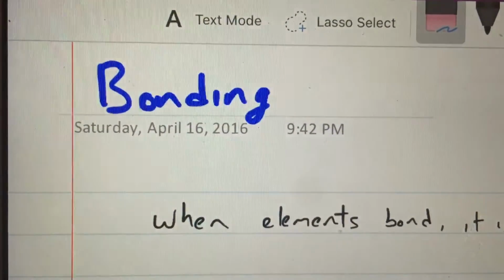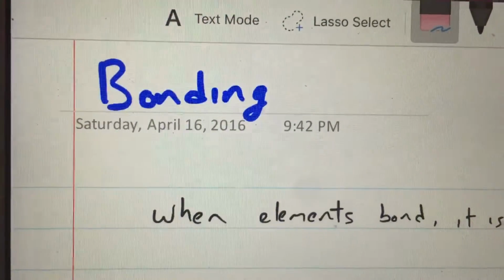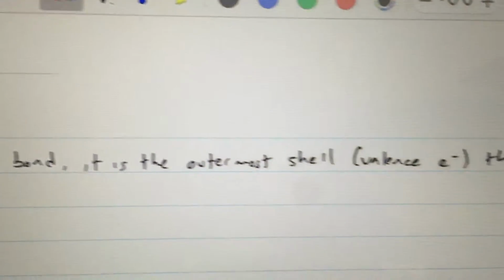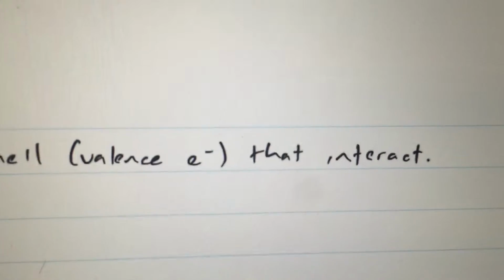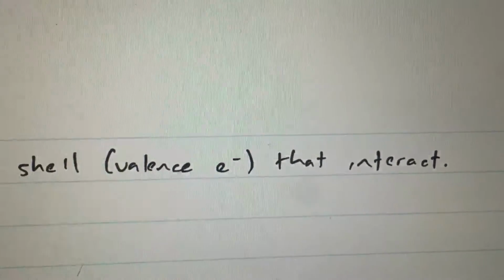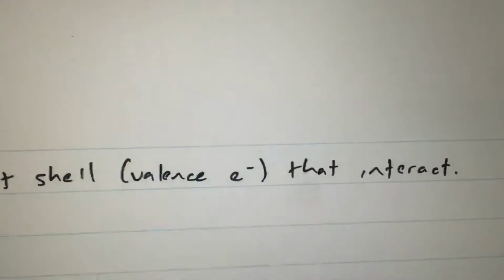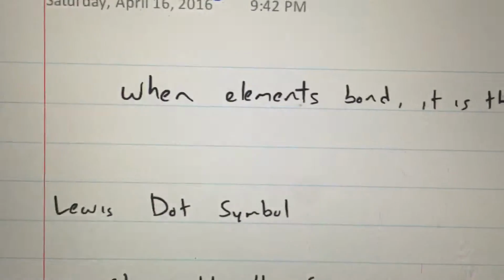Hello everyone. Today we will be talking about bonding. Now when an element bonds, it is the outermost shell, or the electrons in the outermost shell known as valence electrons, that interact. But how do we know how many valence electrons an element has? Well, let's look at Lewis dot symbols.